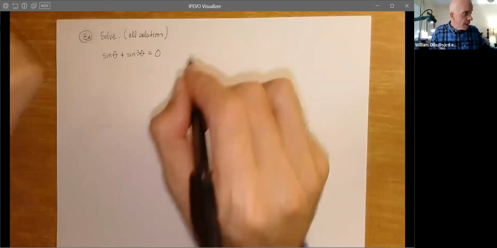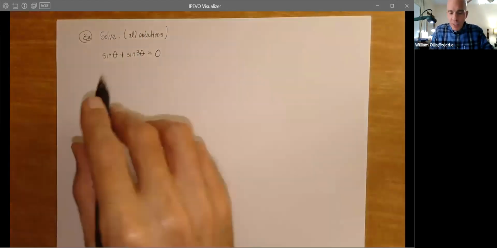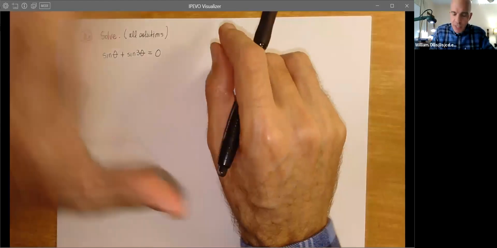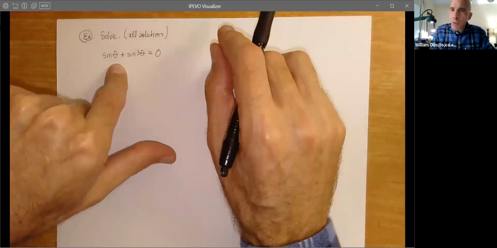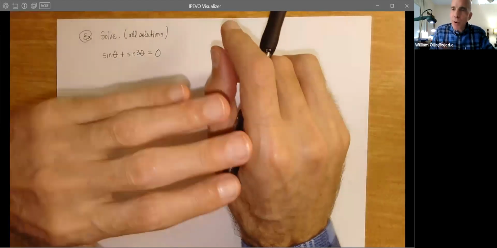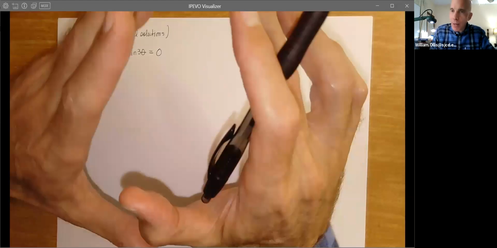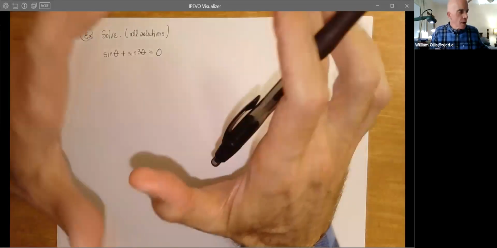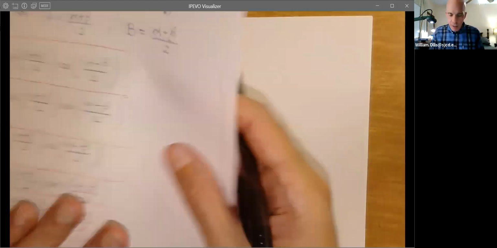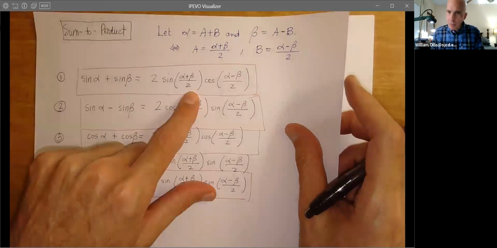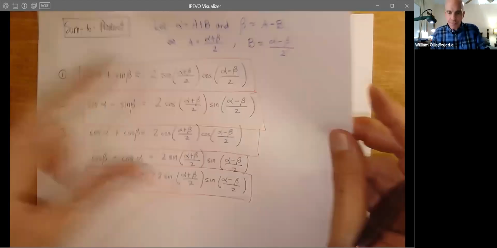But now you're thinking, when we do the integrals, we want to take the products into sums. So this would be easy to integrate. But if we're solving an equation, we don't like sums. We like products because we like the zero product. That's the easy thing because of the nature of the real numbers. So we can look at this sum and just say, let's just use the sum to product here. Okay, so let's write this down.